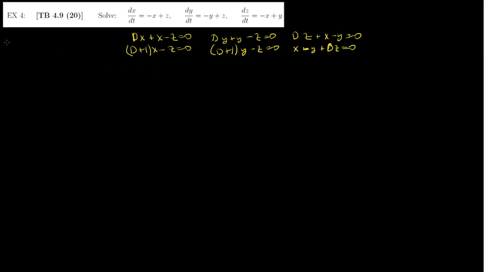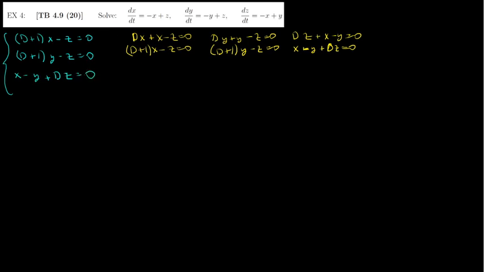Sorry, it's a little sloppy, so let me rewrite everything over here. The first equation we'll call (D plus 1)x minus z equals 0. The second equation, very similar, (D plus 1) of y minus z equals 0. And finally, the third equation is x minus y plus Dz equals 0.